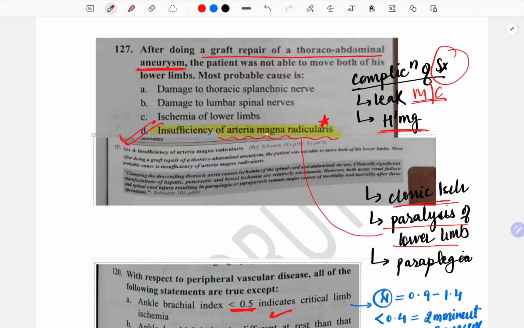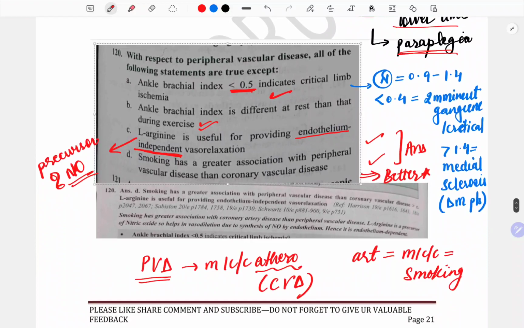Now, the reason for this is the insufficiency of this artery. This is an artery. It's a branch of the aorta. And paraplegia, now that is because of the spinal cord injury. Okay, the above question was also asked in the NEET exam by showing the diagram.